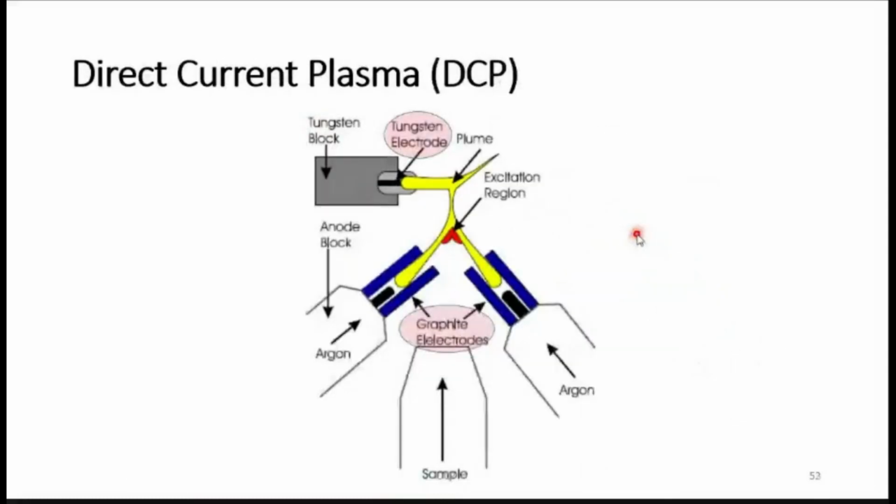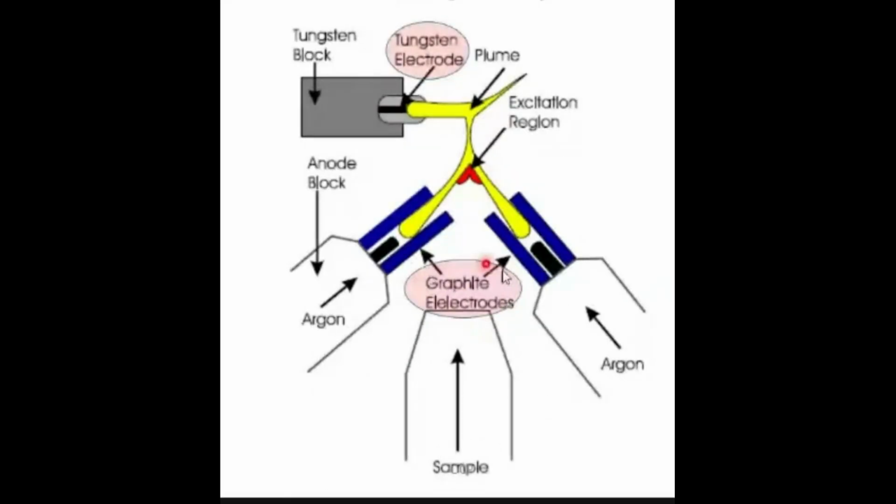Let's see the working of it. Now first focus on the electrode part. So overall you can see that there are three electrodes. This is one electrode, and these two are the other two electrodes. And if you see this yellow colored plasma, it is shaped like an inverted Y. Now, the upper electrode is made up of tungsten, and it is a cathode.